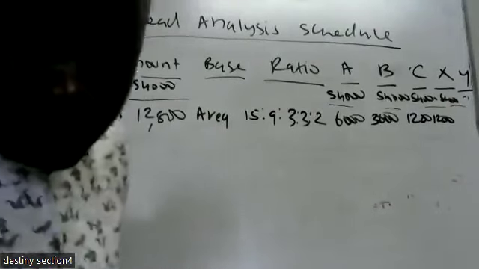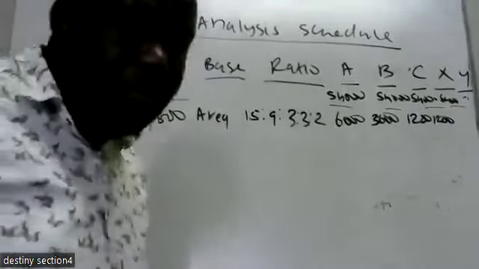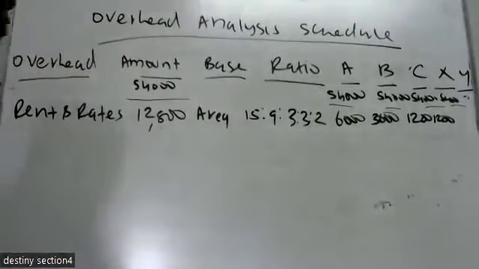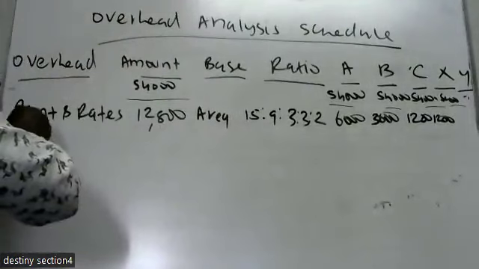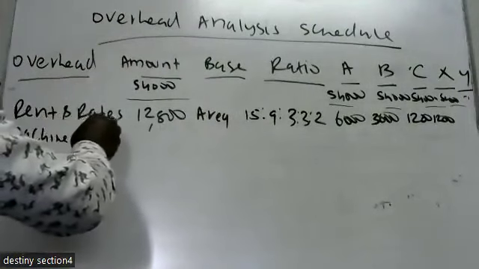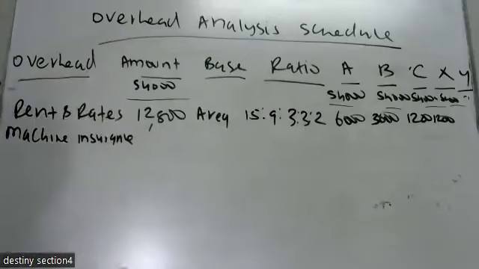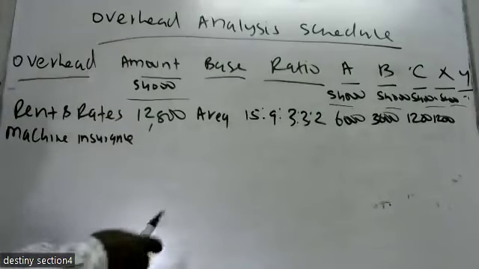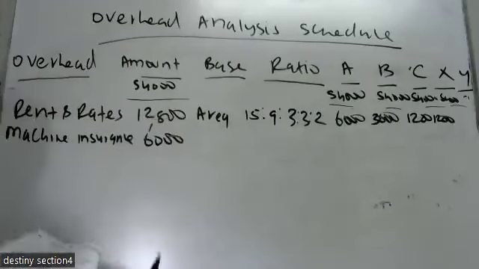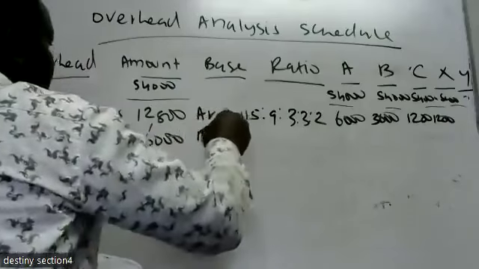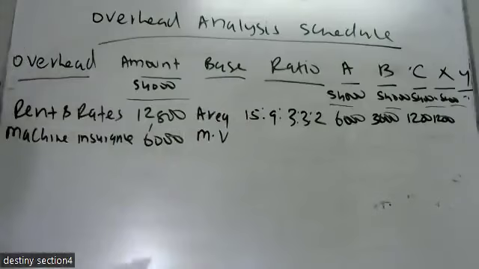So that's now how to apportion rent. The next one is machine insurance. So for the machine insurance, they have given you 6,000. So the base for the machine insurance, we shall use the machine value. The base will be the machine value.